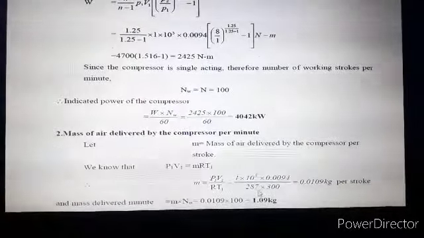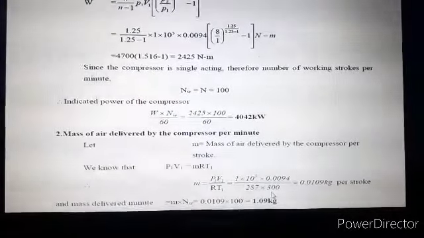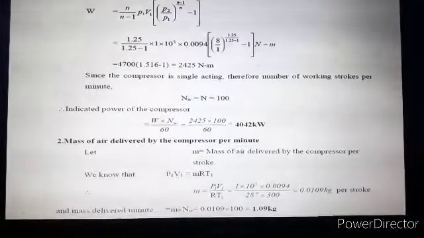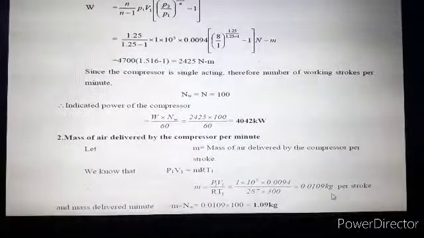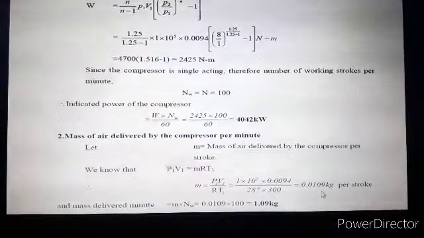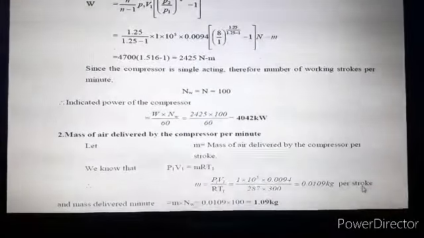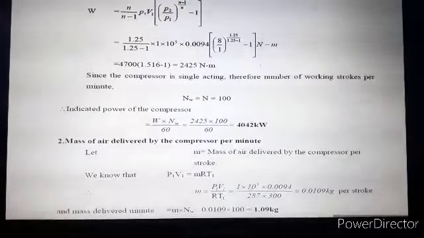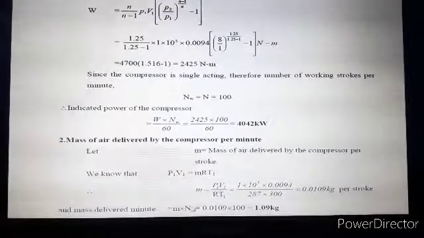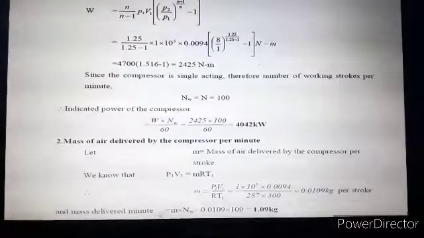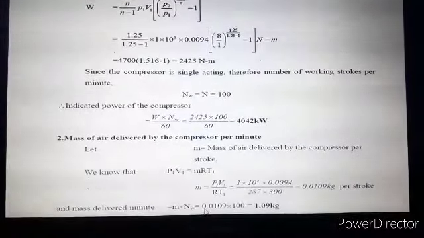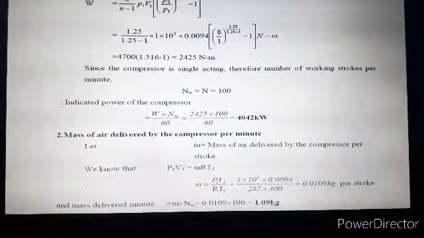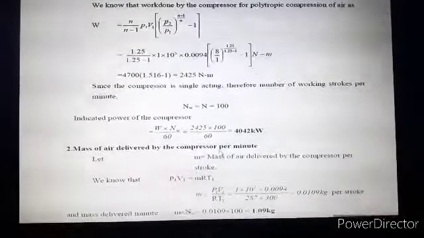It is given in the statement of the numerical. T1 is 300 degree Kelvin. It is also given in the statement. So when we substitute all this value and when we calculate, then accordingly mass is 0.0109 kilogram per stroke. Now since speed is given to us, we can multiply this mass by speed, and accordingly we get the net mass. It is 0.0109 into 100, that is 1.09 kilogram.